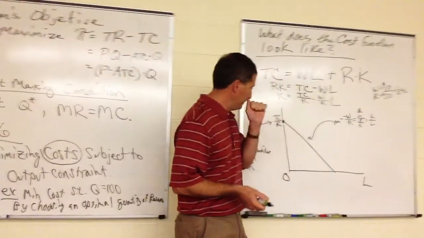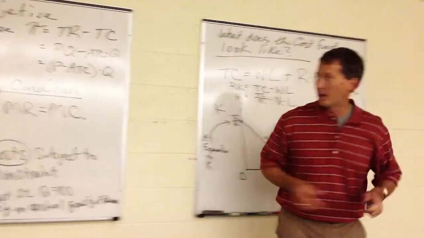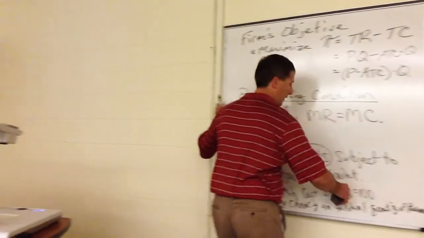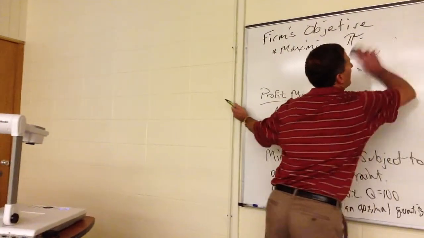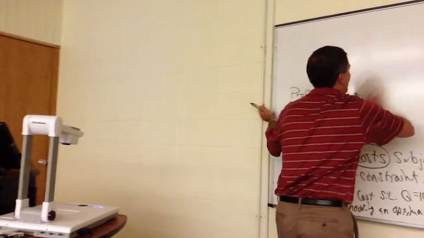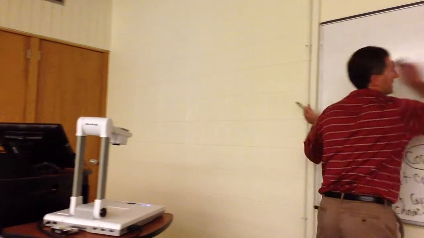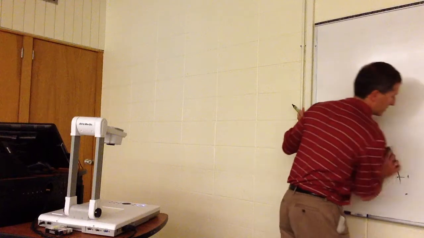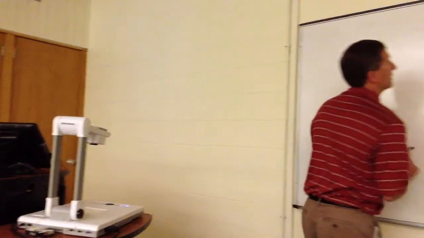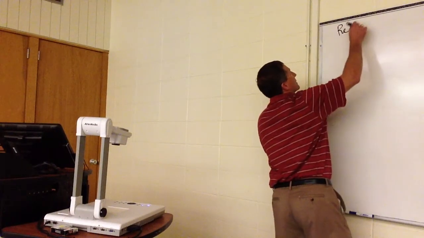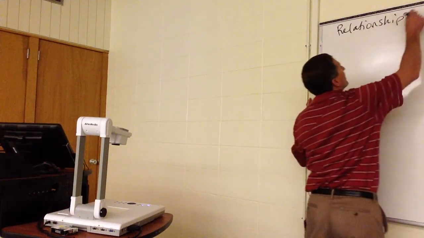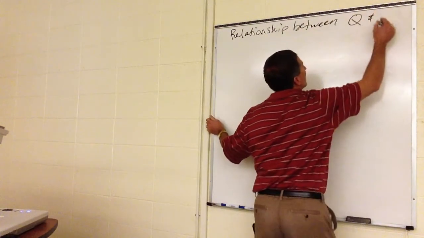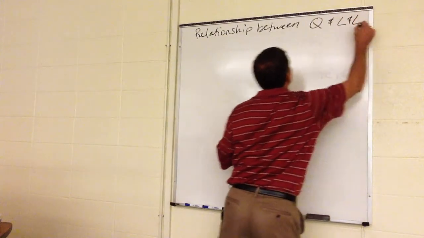All right, so the flip side of the equation is this quantity part. How do quantities get made, and what's the relationship between quantities and resource levels? So next, let's put the relationship between quantity and labor and capital.